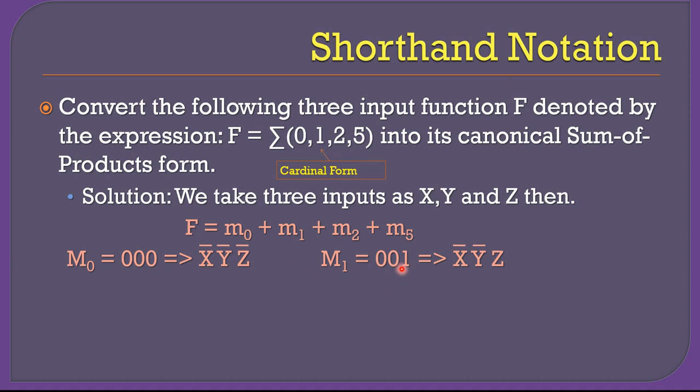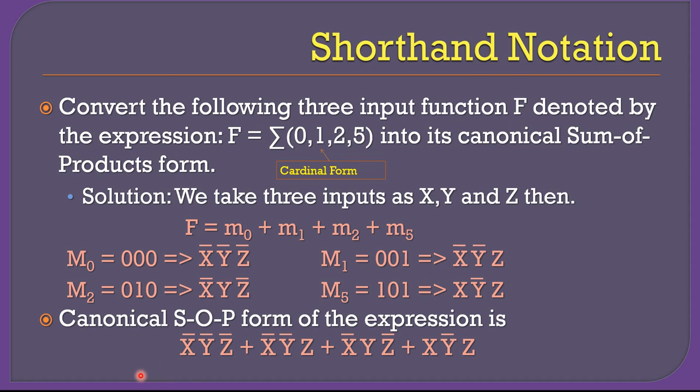Here m1 is 0, 0, 1, so x dash, y dash, z. Then m2 is 0, 1, 0, so it is x dash, y, z dash. For m5 it is 1, 0, 1, so it is x, y dash, z. Here you have to remember to convert these decimal values 0, 1, 2 and 5 into binary form, and once you convert it, replace the bits with the variables, complemented or uncomplemented. By combining all these terms, you get the canonical SOP form of the expression. You can see that all are combined using a plus operator.